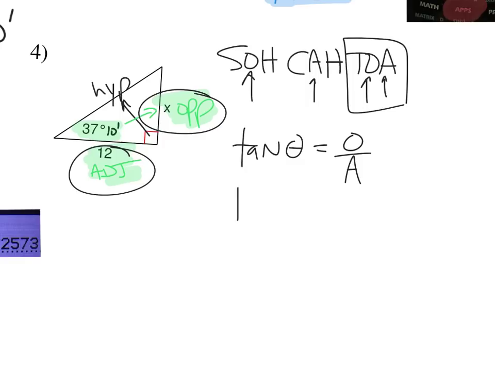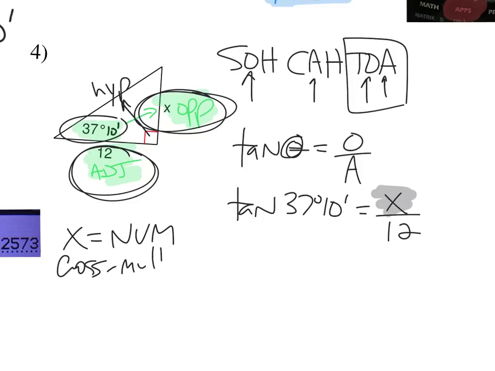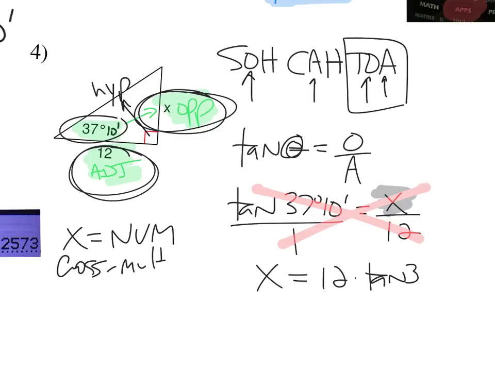And now we're going to substitute. The tangent of theta. Theta is the angle, so the angle is 37 degrees, 10 minutes. Tangent of 3710 equals the opposite, which is x, over the adjacent, which is 12. Since x is in the numerator spot, we're going to cross multiply. So I'll put the tangent of 3710 over a 1. And I have 1 times x, so that's x. That equals 12 times the tangent of 37 degrees and 10 minutes.